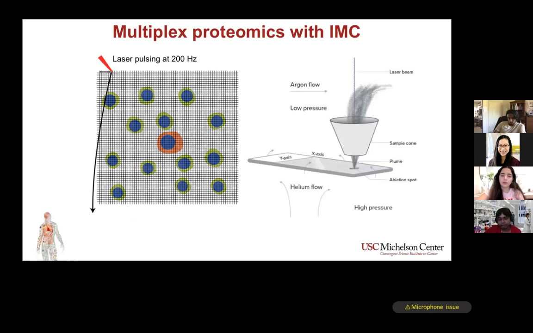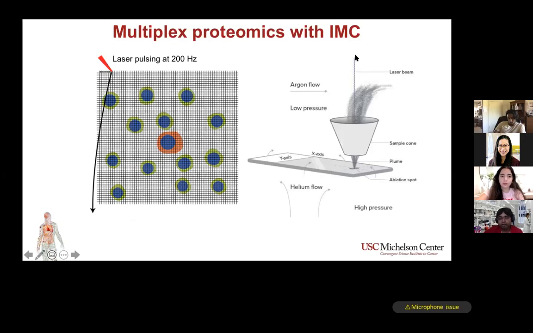So how does it work? You put your slide in an IMC slide holder. Then you find the area which you want to ablate. Let's say this is the area you want to ablate.